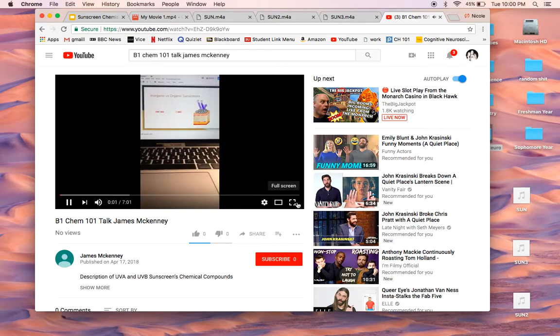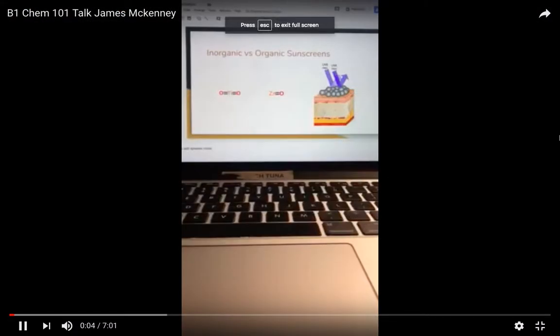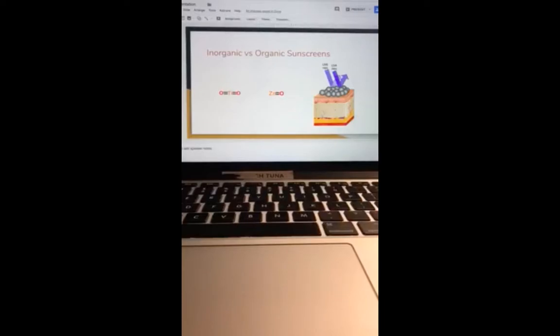I'm going to be talking about inorganic versus organic sunscreens and the compounds that comprise each of those. So first, inorganic sunscreens or physical sunscreens. The most common two in America are zinc oxide and what was the other one? Titanium dioxide. So those are the two represented here. They're elemental or mineral compounds. So they're very basic. So titanium dioxide is just titanium bonded to two oxygens, and zinc oxide is just zinc double bonded to one oxygen.